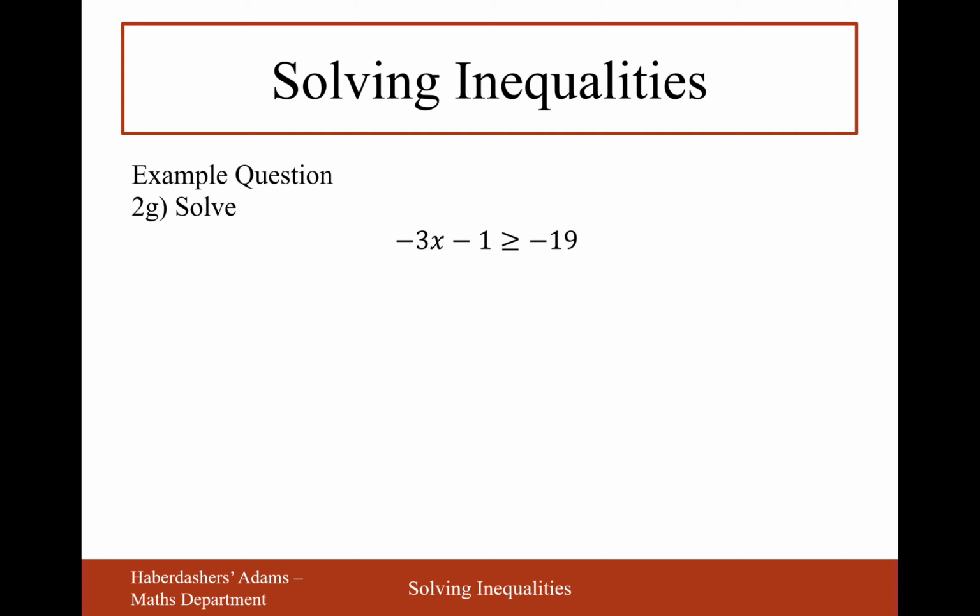Moving on to question 2g, first thing I spot is my x is negative, so I will add the 3x onto the other side. Then I will add 19 onto the other side, and when I add 19 onto minus 1, I'll get 18. Then I'll divide by 3 and I'll get 6. So therefore, x is less than or equal to 6. Lovely. Let me just show you something you're not allowed to do. First thing, I'll rewrite out the question.